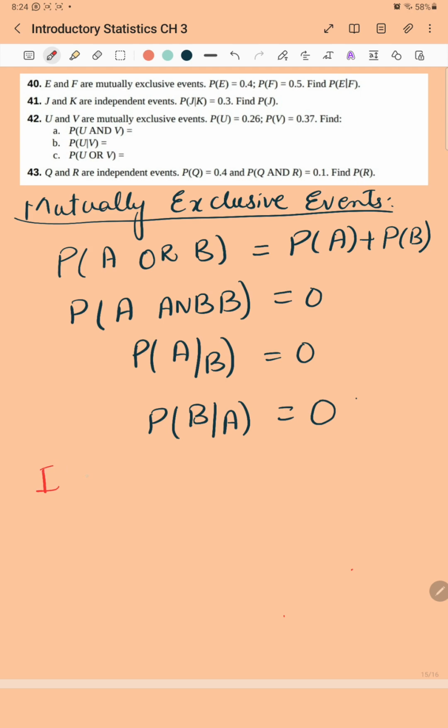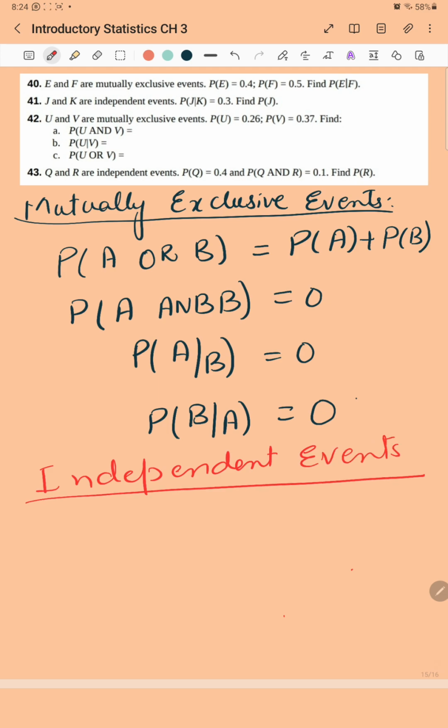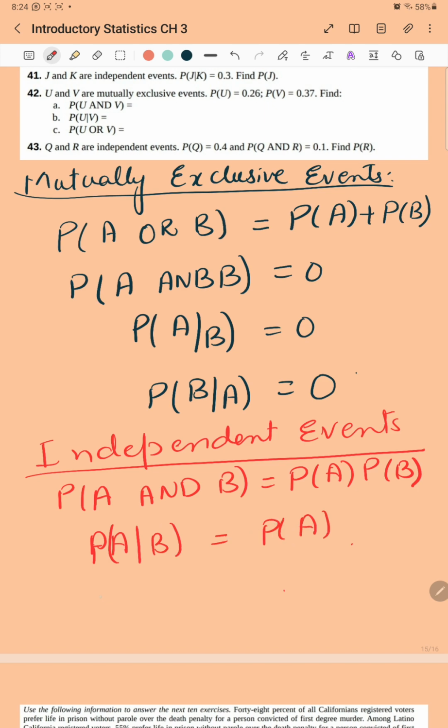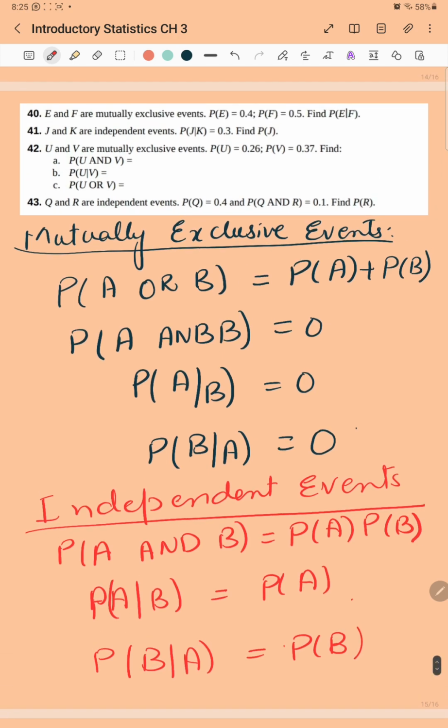For independent events, probability of A and B would be equal to probability of A, probability of B. Probability of A given B would be equal to probability of A. Probability of B given A would be equal to probability of B. So these are some important points before solving the questions from 40 to 43.